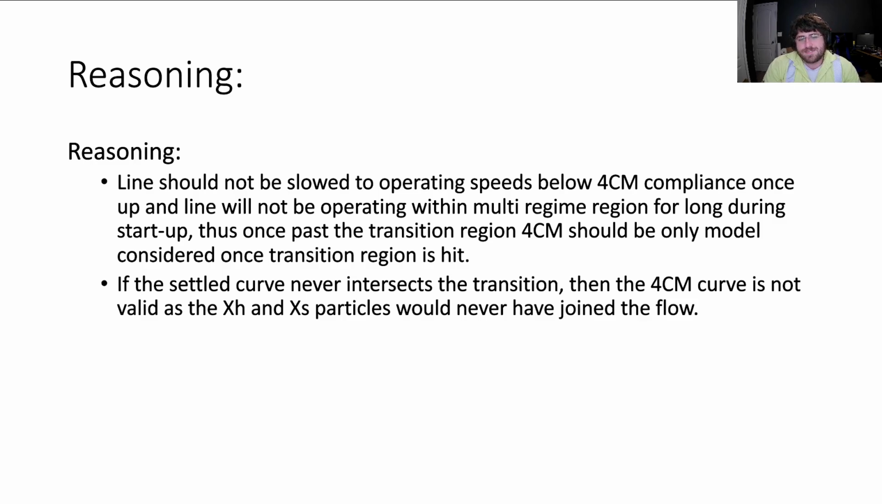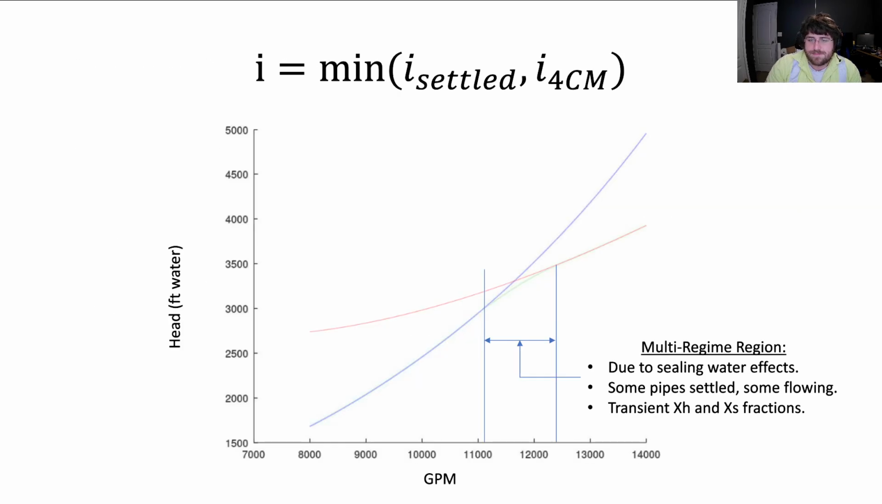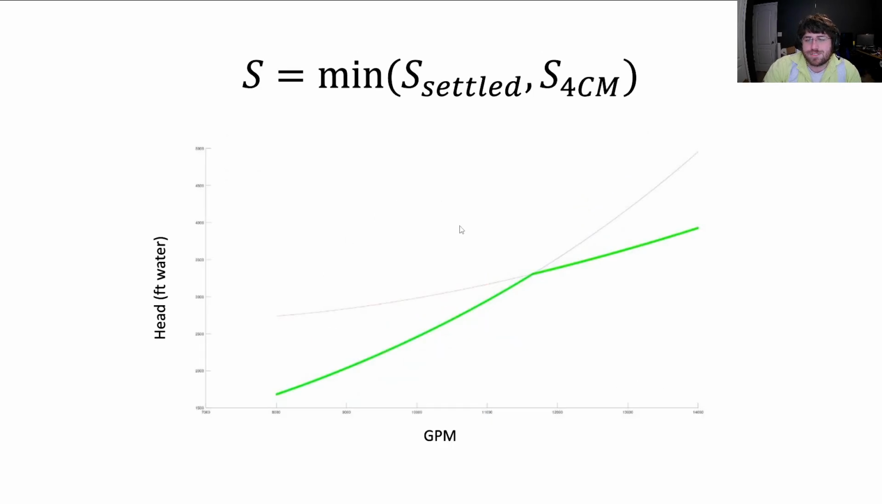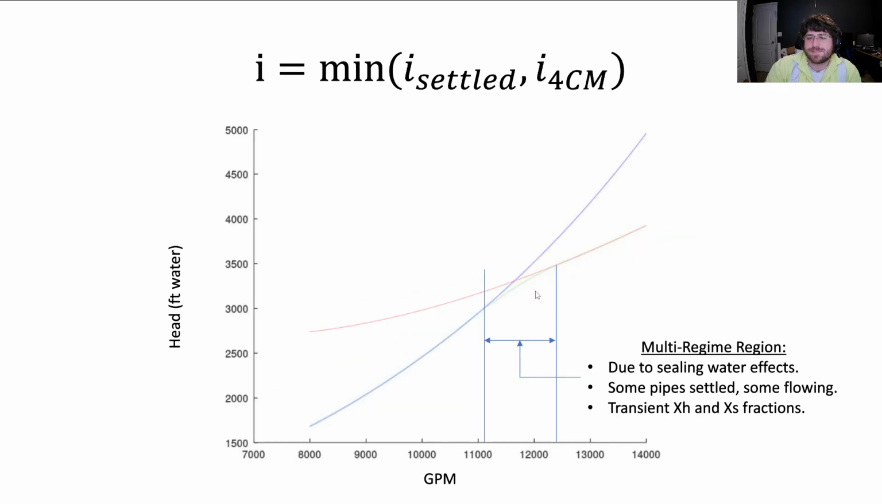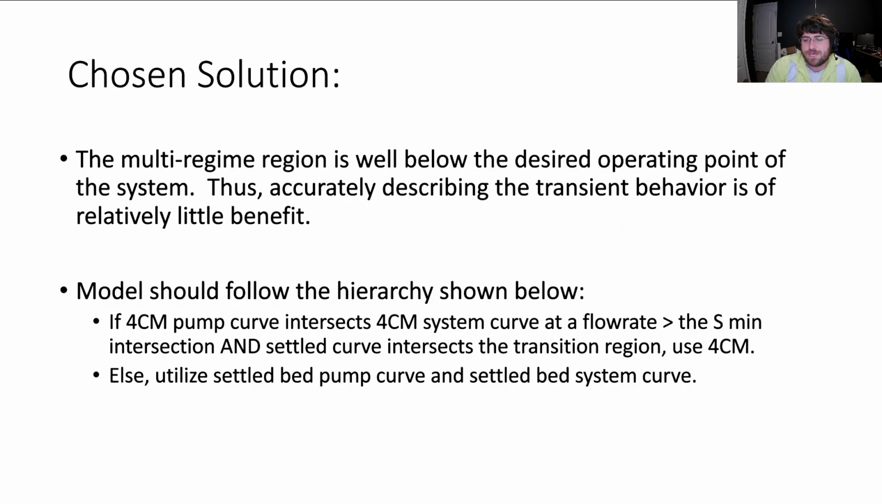The other consideration is that if the settled curve never intersects that transition region, those solids probably should never start moving. And if they never start moving, we can never actually get to the 4-component model region. So if the GIW pump curve intersected really close to here, however, the settled region was for some reason down here before where it intersects that area here, the solids probably haven't started moving, assuming we're coming up from 0. And we should reject the GIW 4-component model.